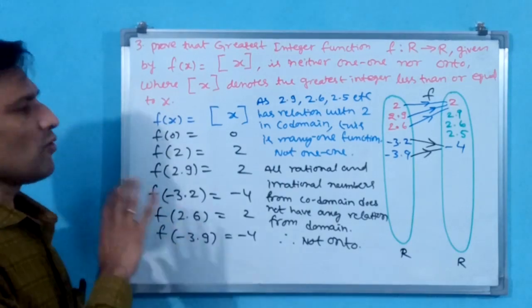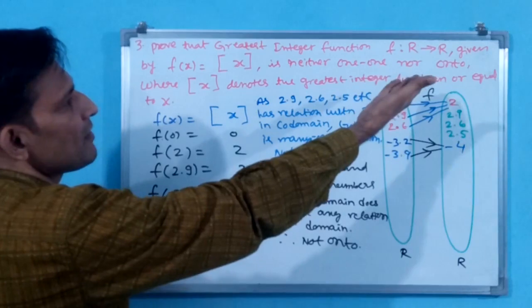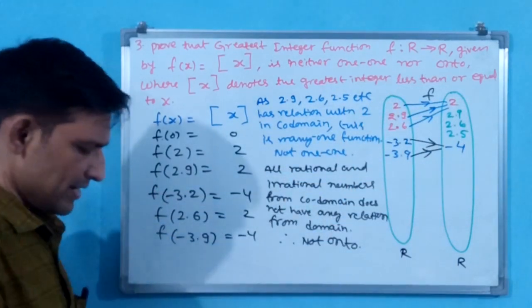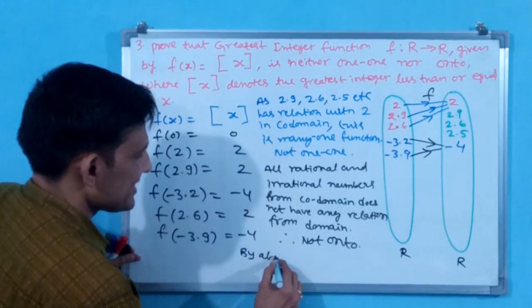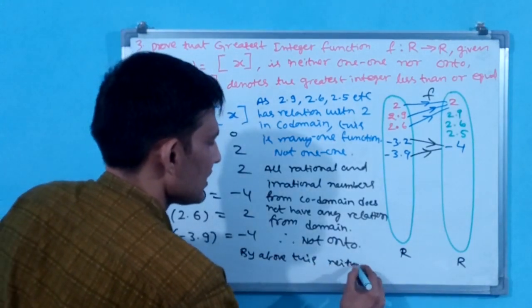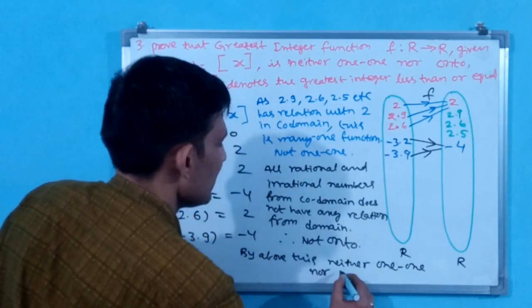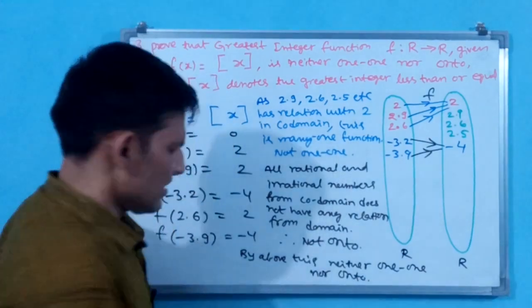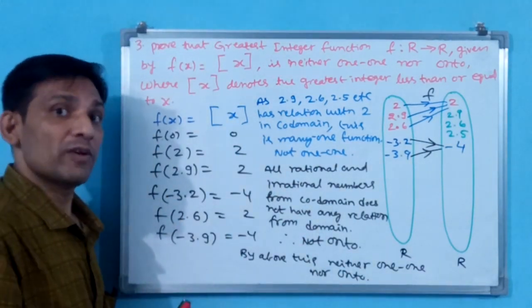Okay. Now we finished this third part. Why? Because he asked us to do neither one-one nor onto. This is neither one-one. Finally, you write, by above, this is neither one-one nor onto. Okay. This word you write and close it. Then in the next class we go for fourth problem.